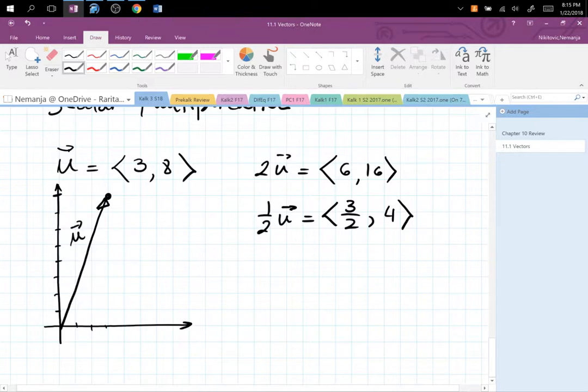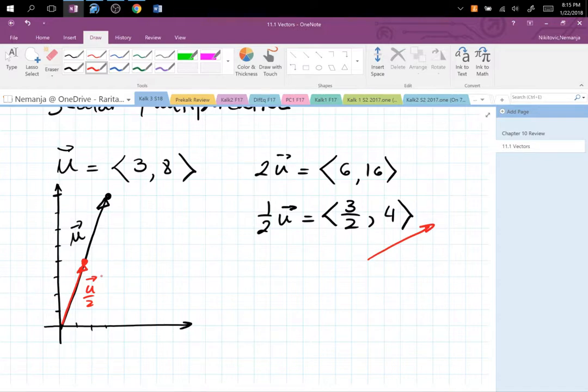So this is vector u, and then if you go halfway, this is the red one. I'll put this arrow right there. This is u over 2, or 1/2 u. Scalar multiplication preserves the orientation.